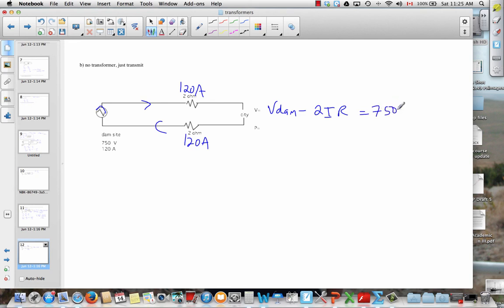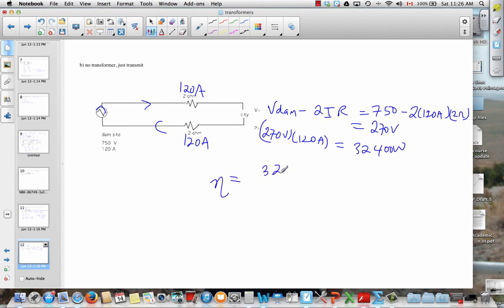So that would be 750 minus 120 amps flowing through 2 ohm transmission lines. There's a significant drop there. That's 480. So you have 270 volts that arrive at the city. The power, voltage times current, is 270 volts times 120 amps. It's only 32,400 watts. So the efficiency then is the 32.4 kilowatts delivered over the 90 kilowatts produced.